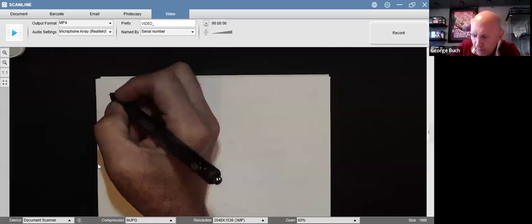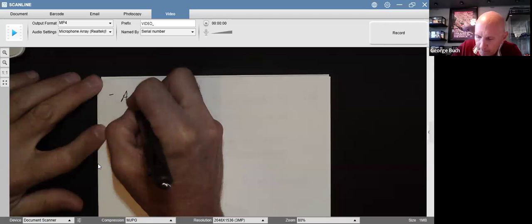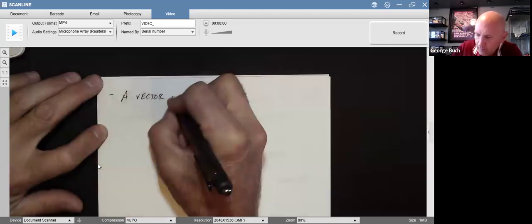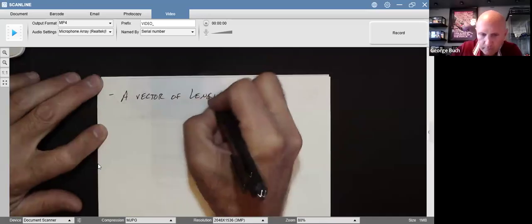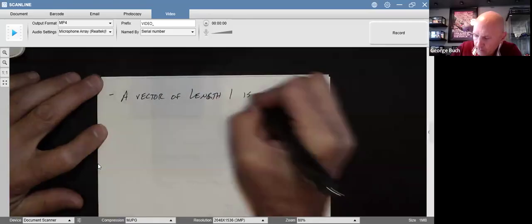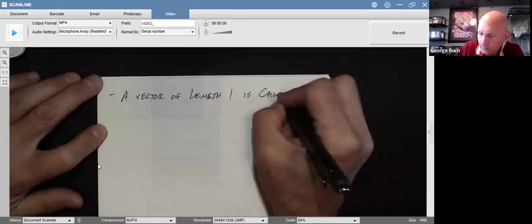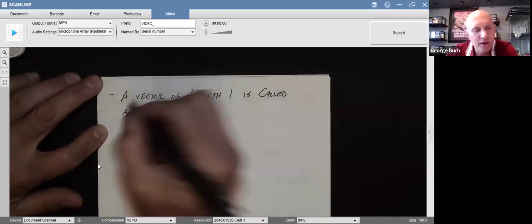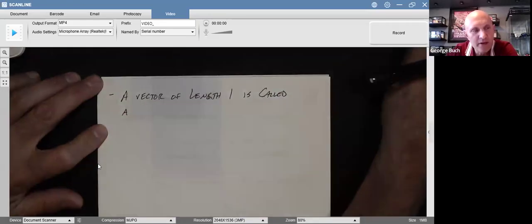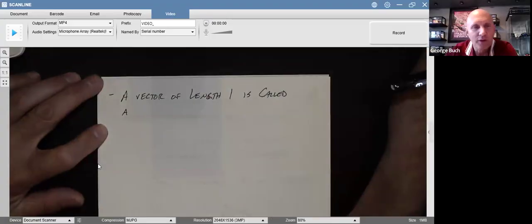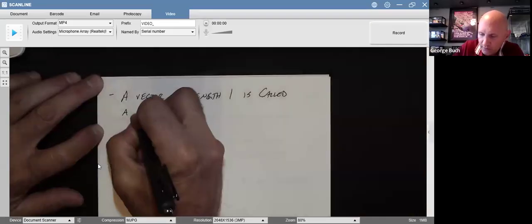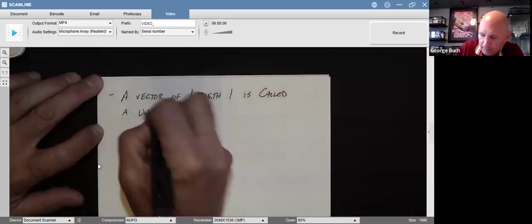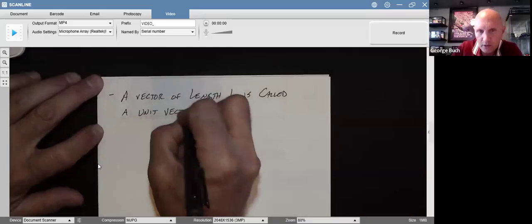So we have the following. A vector of length 1 is called, well, let's see. If I have a circle with radius 1, it's called a unit circle. So if I have a vector of length 1, it's called a unit vector. 1 unit long vector.